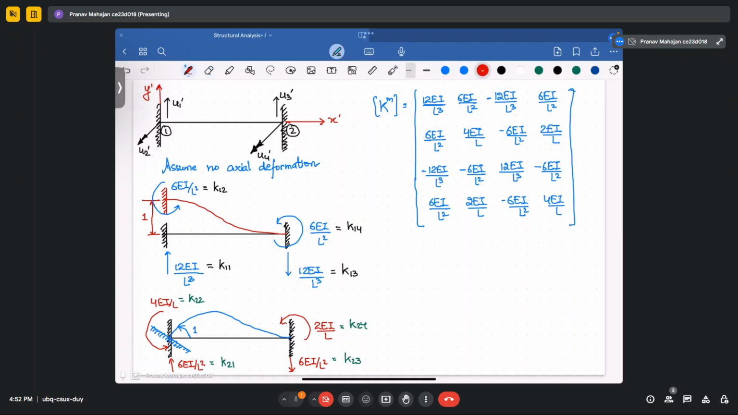So if axial deformation is allowed, then what will happen? In that case, let's again draw the beam.